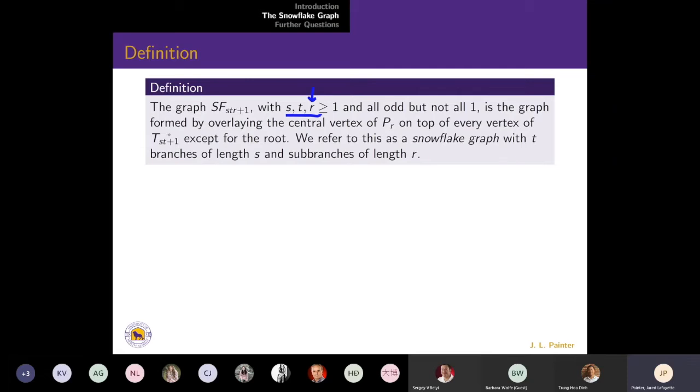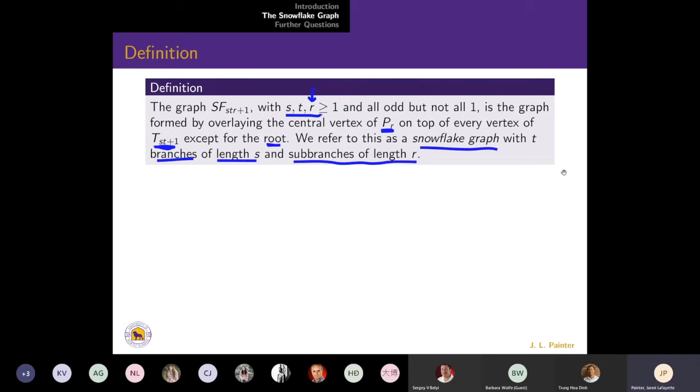So what the snowflake graph is, it's the graph formed by overlaying the central vertex of a path of length r on top of every vertex of this starlike tree, T_{s,t+1}, except for the root. So except for that vertex that our paths are connected to. And so we call this the snowflake graph with t branches. So T in SF and our starlike tree, T_{s,t+1}, are the same. And each of those branches still has length s, but then we have these sub branches of length r.